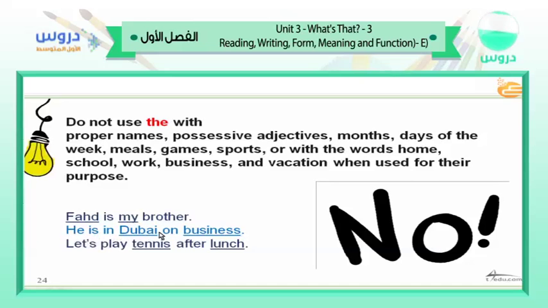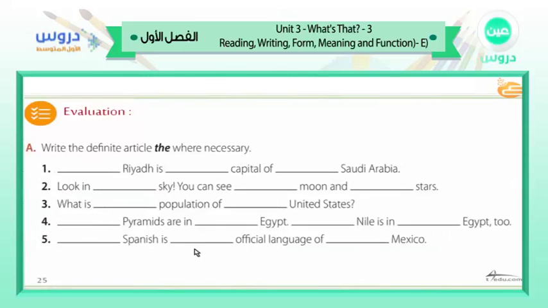He is in Dubai. Here we have a country. We don't use "the" with country. He is in Dubai on business. Here we have business. We don't use "the" with them. Let's play tennis after lunch. Here we have a game, and here we have a meal. We don't use "the" with them.